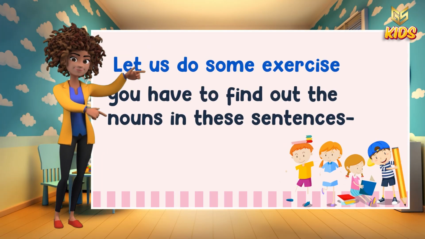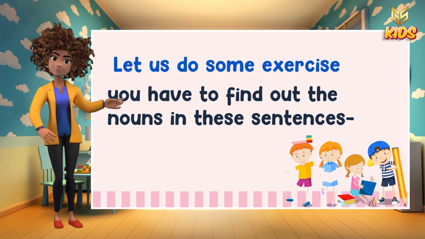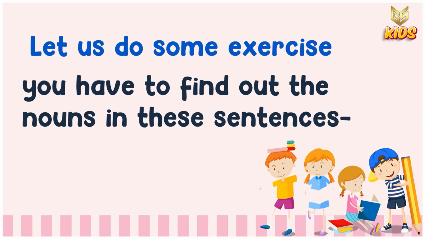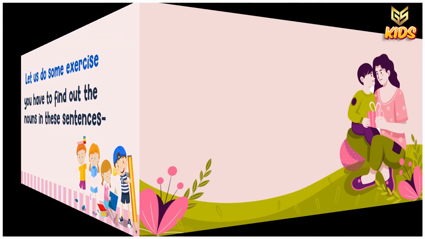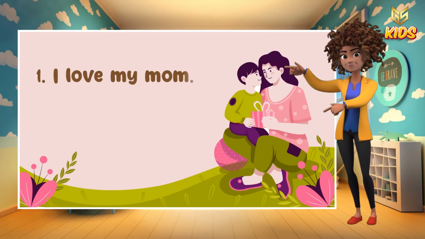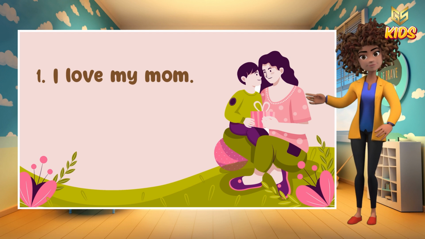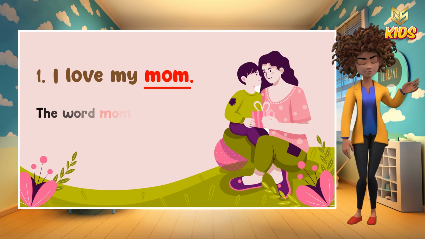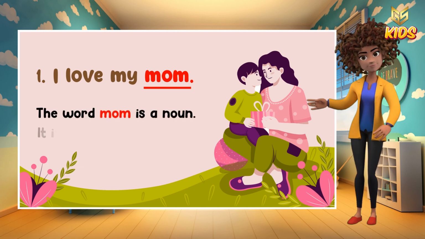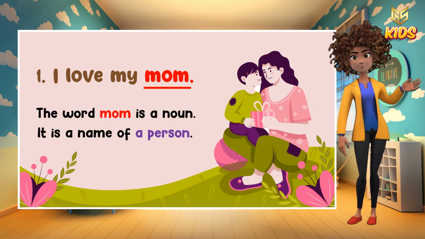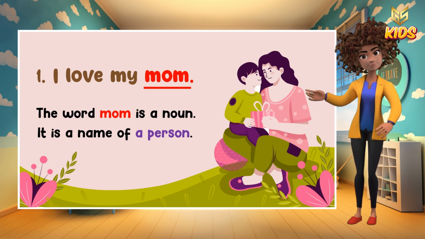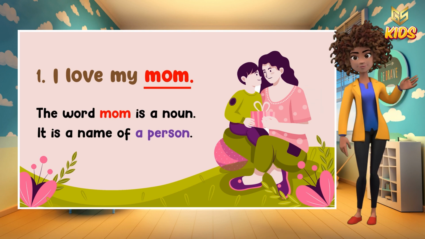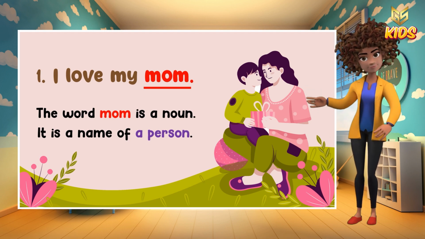Let us do some exercise. You have to find out the nouns in these sentences. Okay? I hope you can do it right, children. So let's start. I love my mom. Now tell me, where is the noun here? Here, mom is the noun. The word mom is a noun as it is the name of a person. Right? Because it is the name of a person and noun is a naming word. So here, mom is a noun.